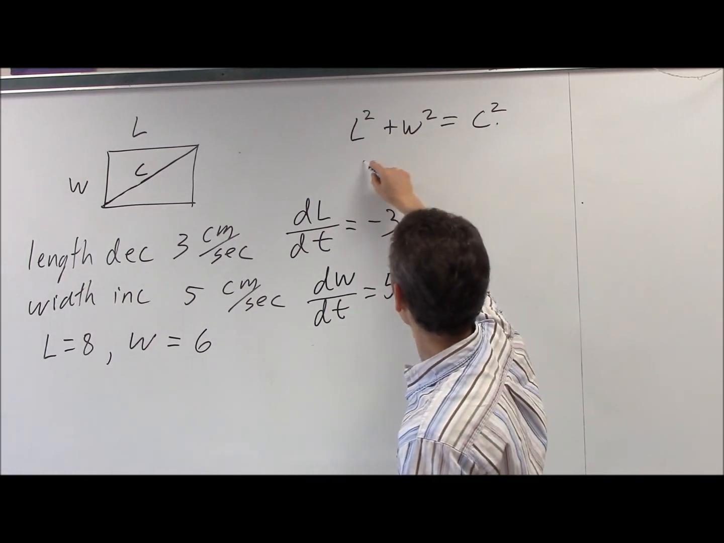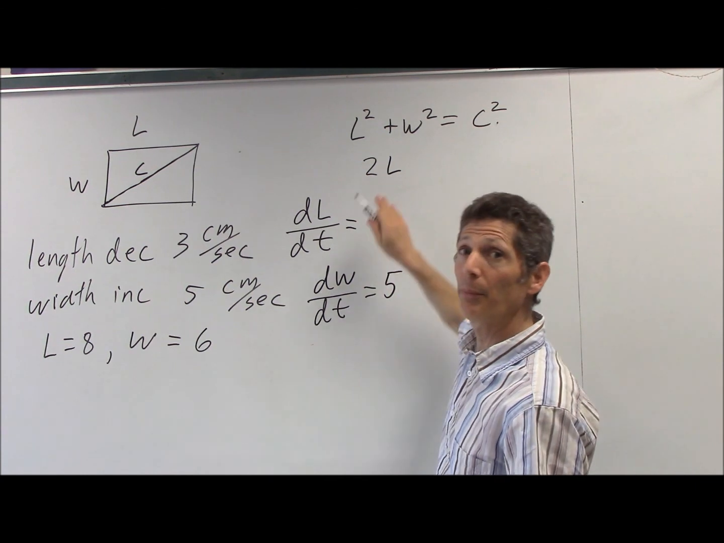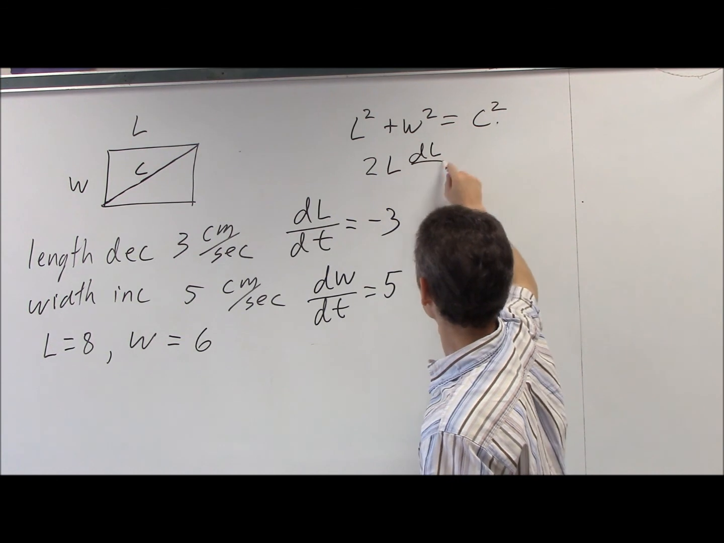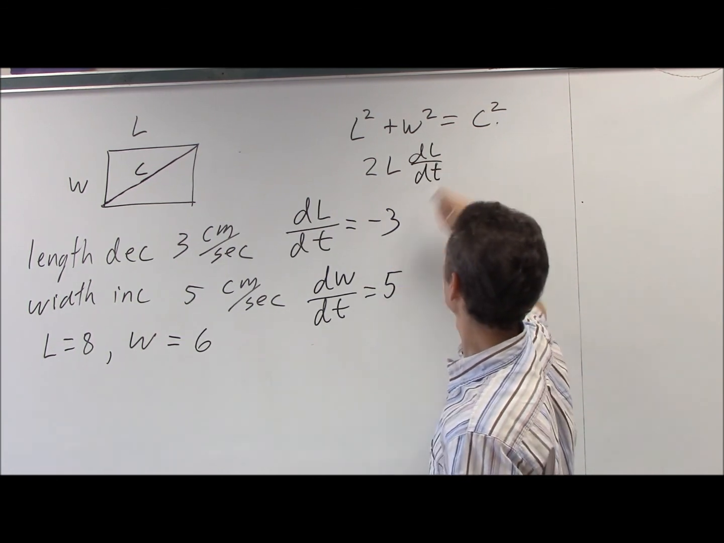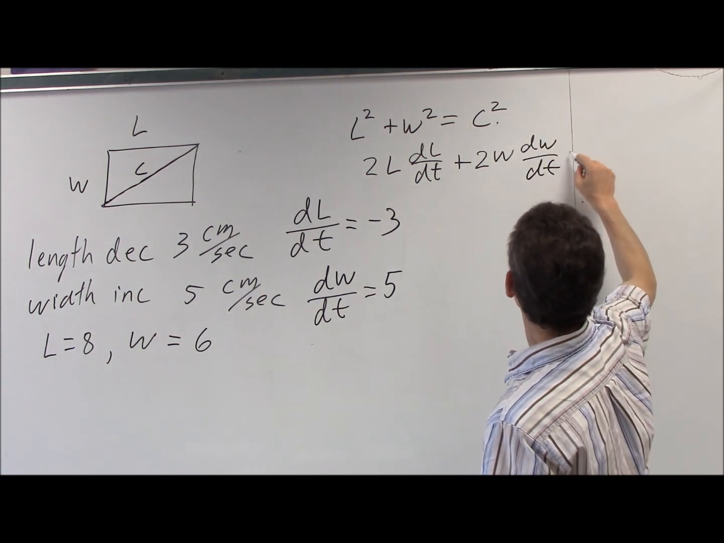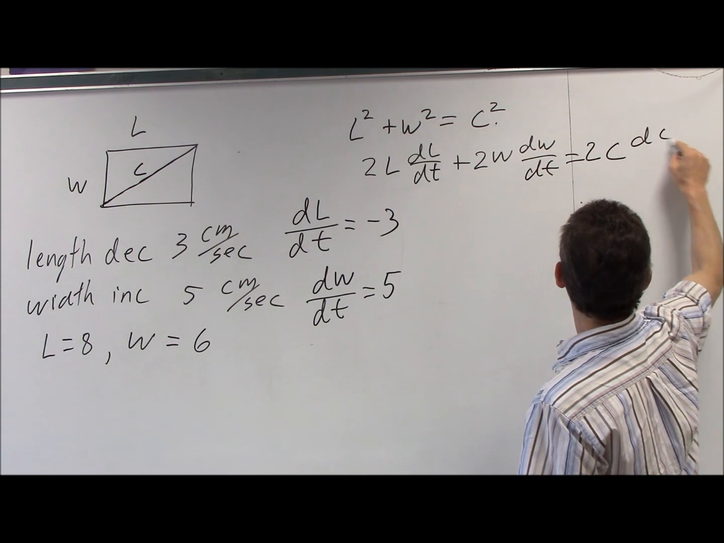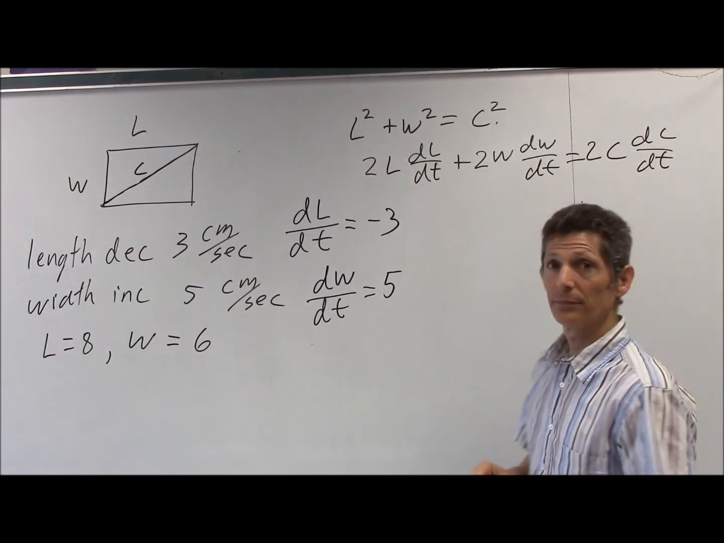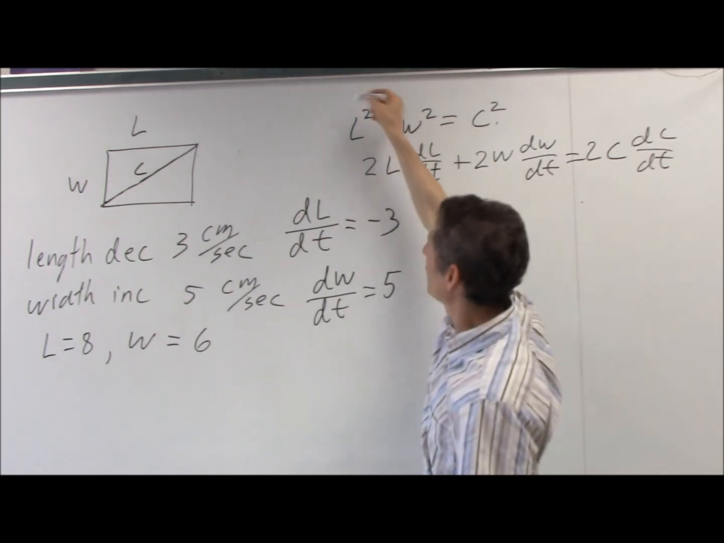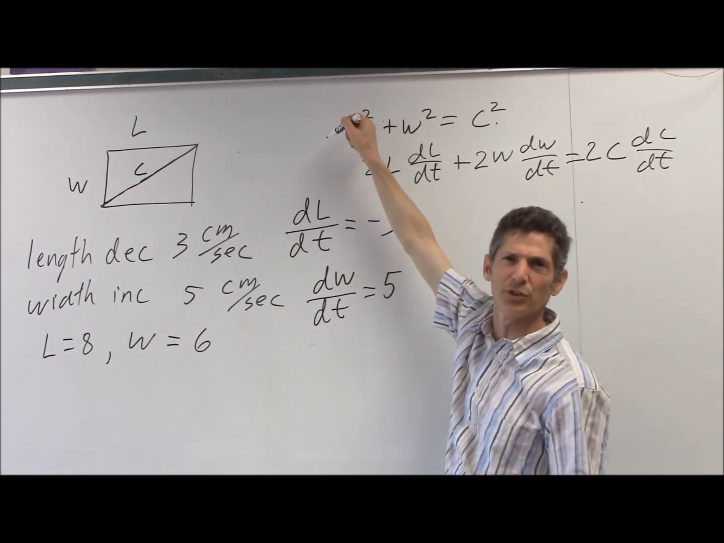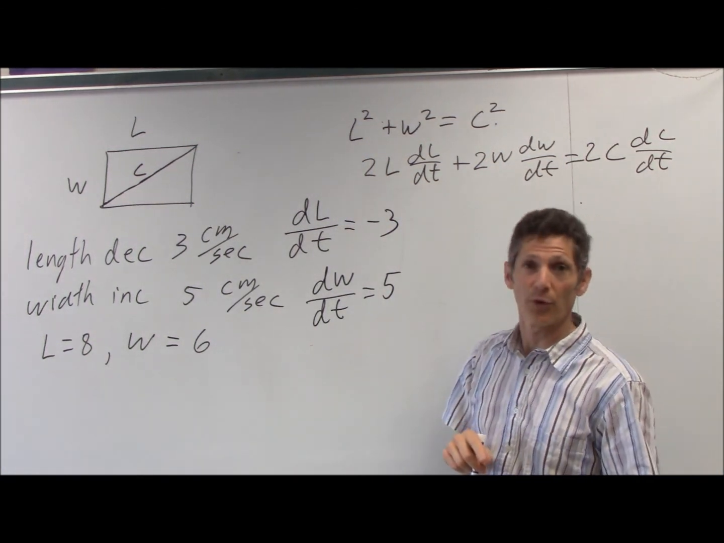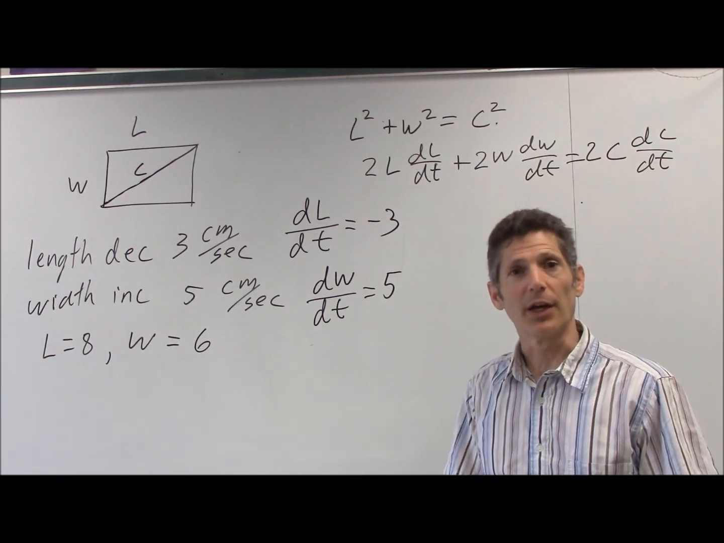The derivative of L squared is just 2L, but remember, I'm taking the derivative with respect to t, so I get dL dt. A little chain rule action there. Plus 2W dW dt equals 2C dC dt. I'm bringing that 2 in front. It's 2 times the coefficient, L, times the derivative of L. That's where this dL dt is coming from. And then I just fill things in.